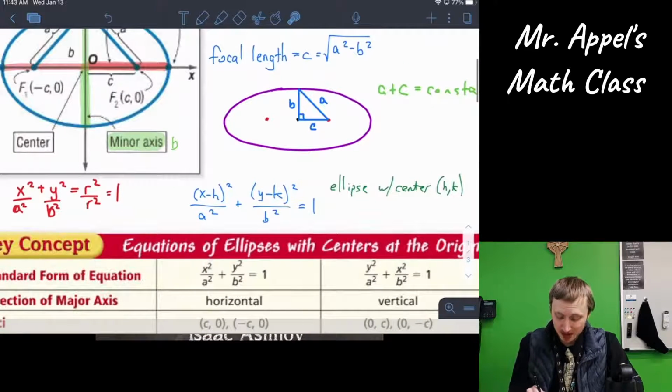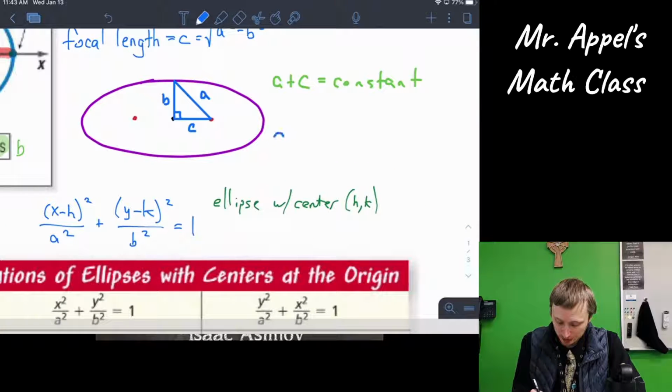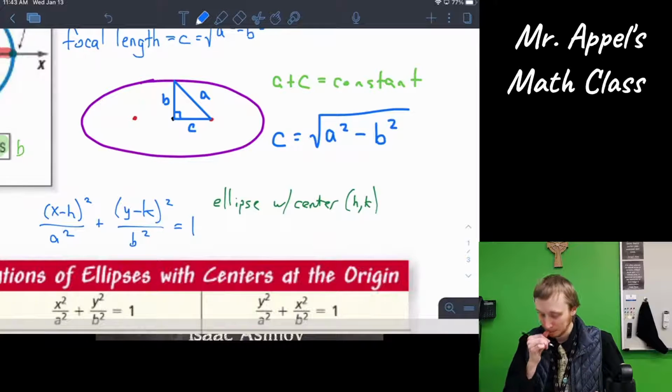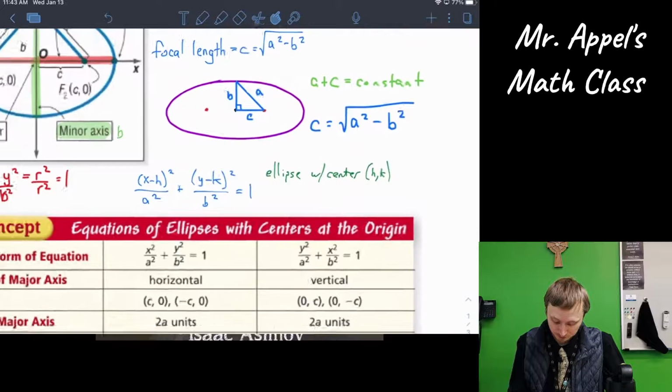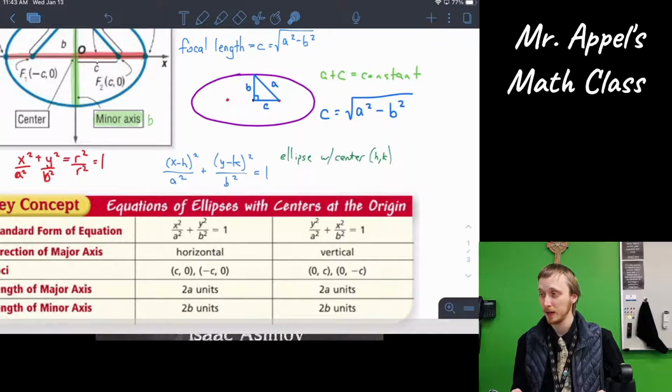So use that combined with the power of creating a right triangle and the Pythagorean theorem, and you can work out the focal length, right? So focal length will just be Pythagorean theorem, square root of a squared minus b squared. And A and B then come directly from the equation. So if you're given the equation of an ellipse, you can find the focal length there, no problem.